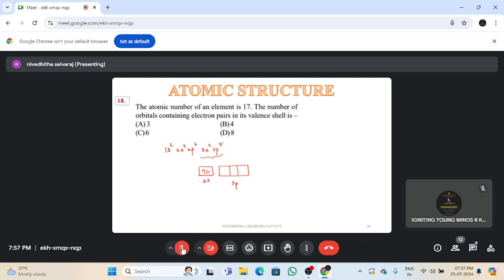1, 2, 3. So how many orbital pairs? 1, 2, and 3. So the answer is option A. Is that clear? Fine. We'll move on to next question.